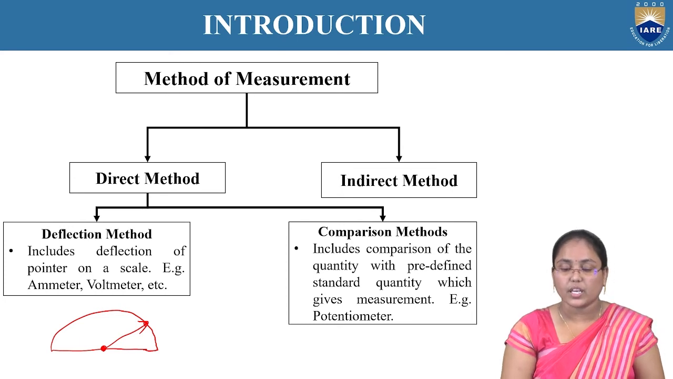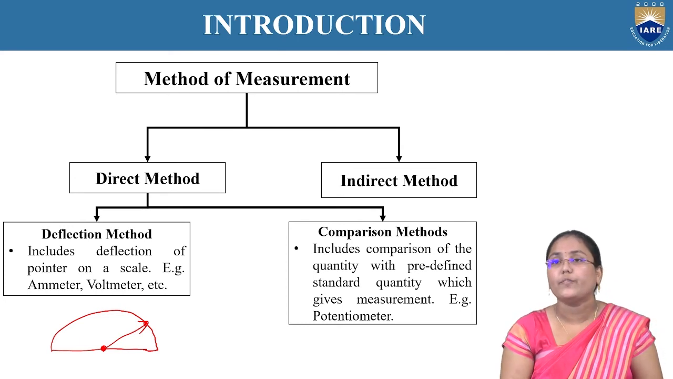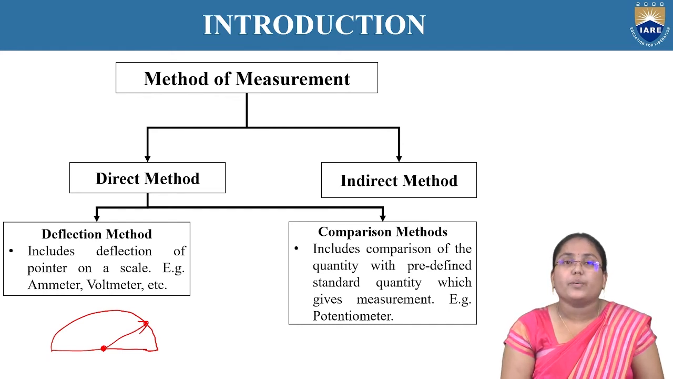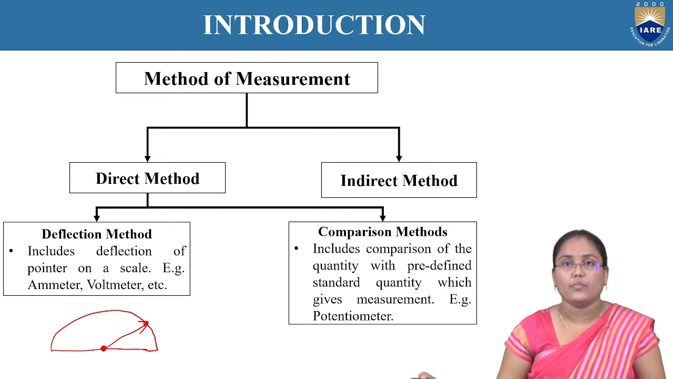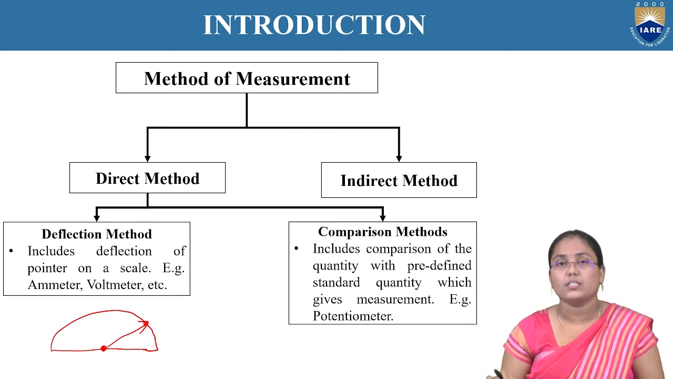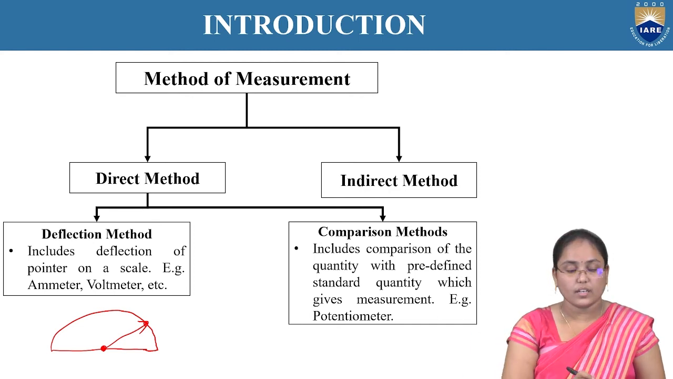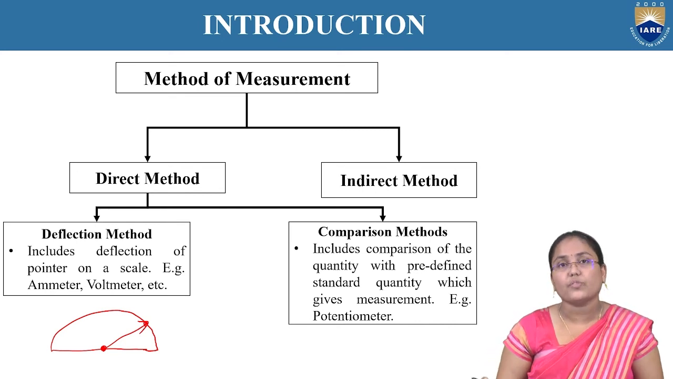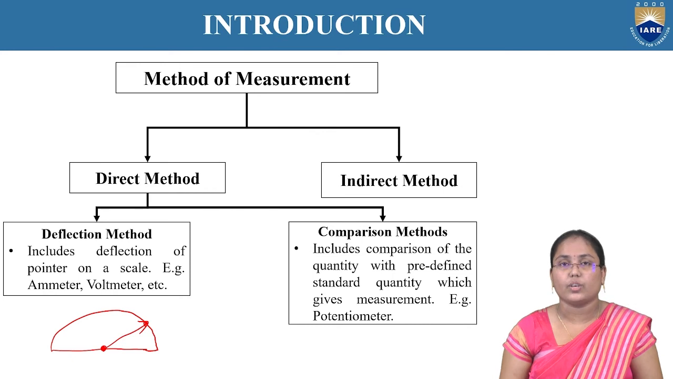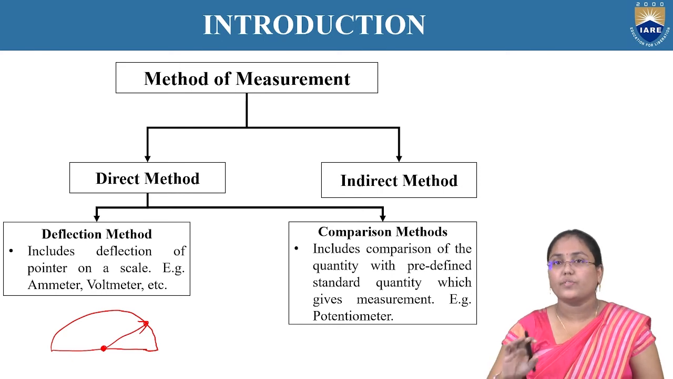And the comparison method includes comparison of the quantity with a predefined standard quantity, which gives the measurement. For example, the potentiometer. Basically we change the resistances and change the voltage in a particular path in a circuit. So rather than directly measuring with respect to the deflection, it makes a comparison of the quantity with the predefined standard quantity, and we make the measurement in this comparison method of the direct method.